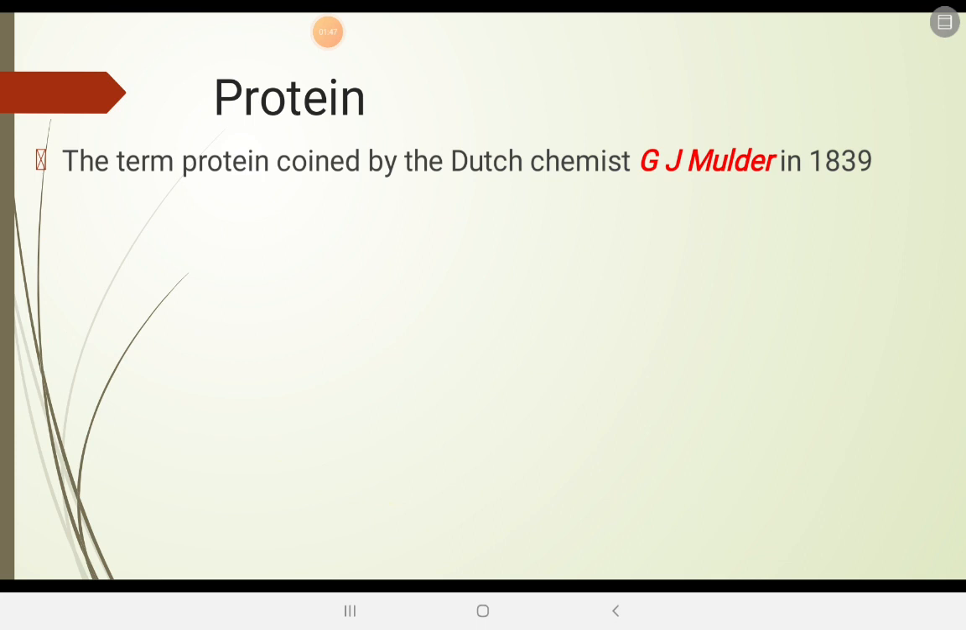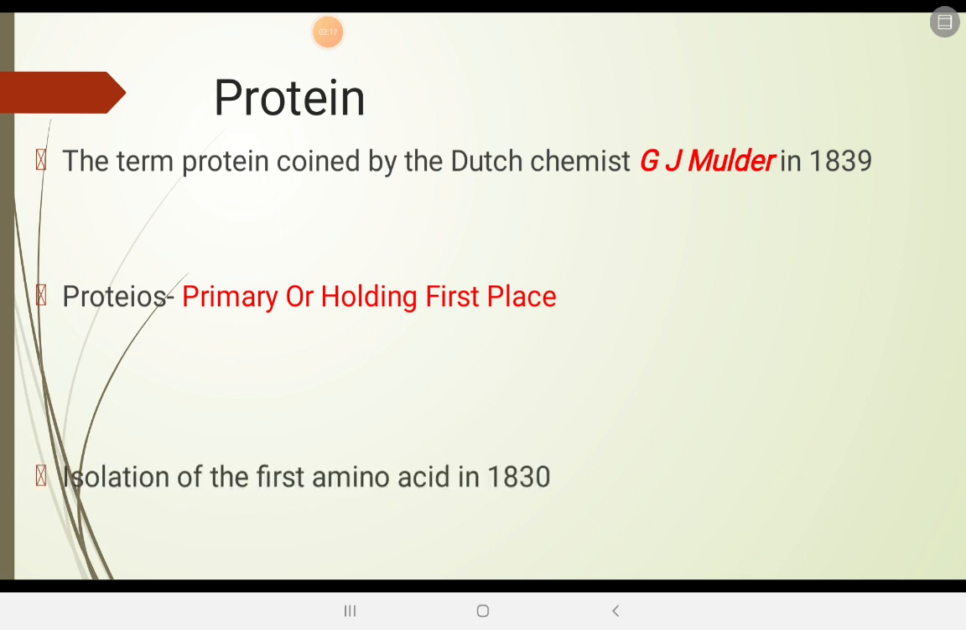The term protein was coined by the Dutch chemist G.J. Mulder in 1839. Proteos means primary or holding the first place. The protein is derived from the Greek word proteos, which means of first rank, primary or holding the first place. In 1830, the first amino acid was isolated.